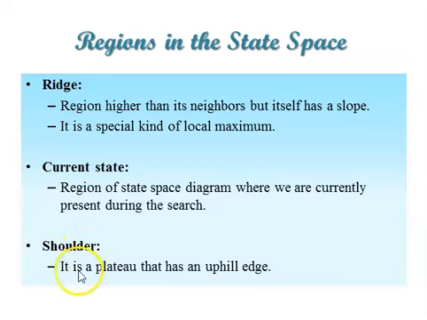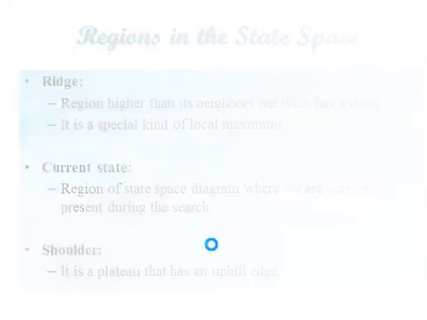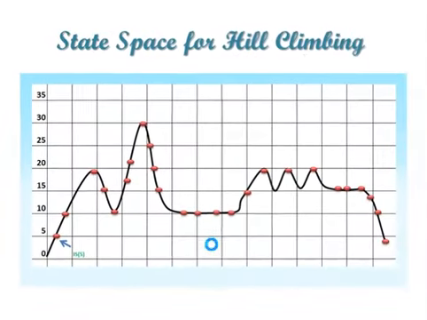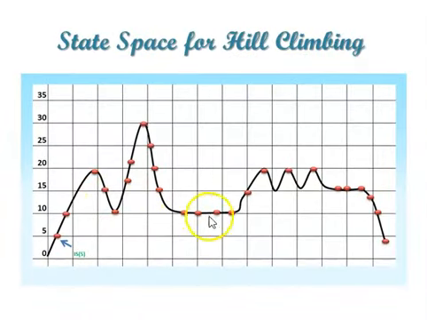Then shoulder, it is a plateau that has an uphill edge. That is called a shoulder. The flat can have an uphill edge or a downhill edge. See this. This is a flat surface. This is another flat surface, but they are different.